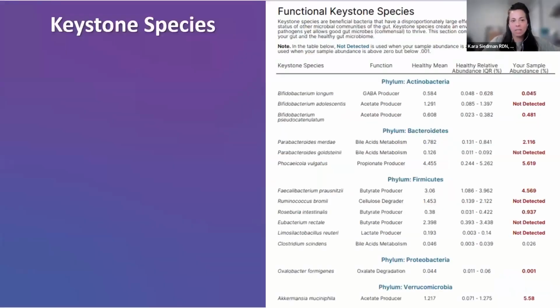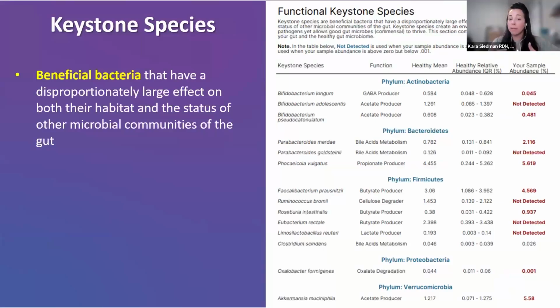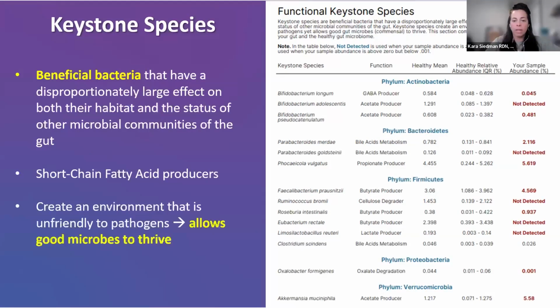Keystone species. So this is another section of the test. Keystone species are beneficial bacteria that don't take up a lot of real estate, really only up to maybe 5% of the microbiome, but they're our most potent short chain fatty acid producers. They are also really helpful in creating a more friendly environment that allows our good microbes to thrive. They keep the intestinal pH slightly more acidic, which our pathogens don't really like. We know our keystones also play a huge role in gut-brain functioning, as well as other gut organ axis functioning. They really do assist in that microbiome immune system crosstalk.